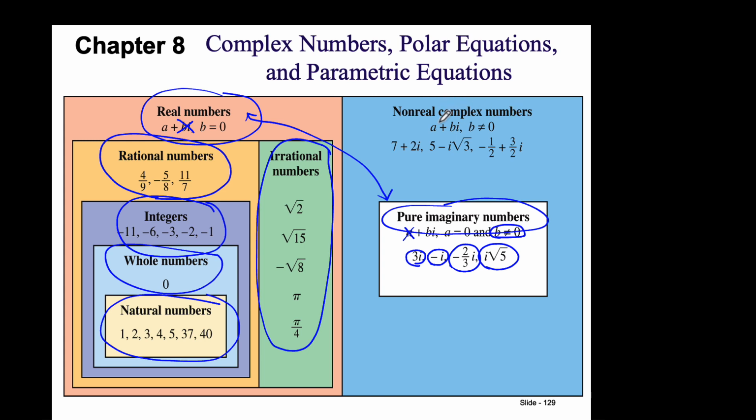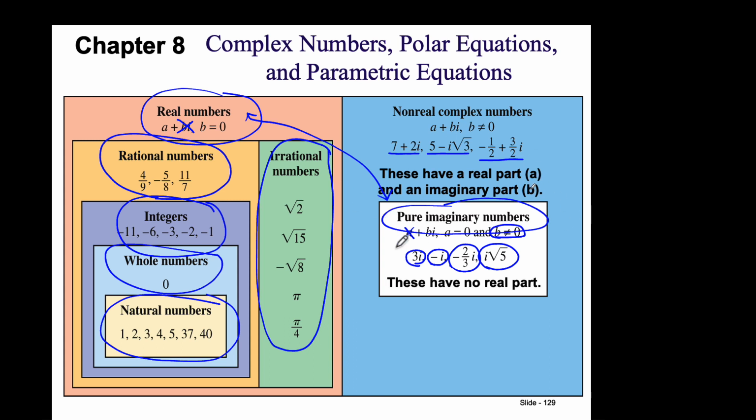Non-real complex numbers, a plus bi, have both parts. So we have a real part, 7, plus an imaginary part, 2i. Here's another example. 5 is the real part, minus i times radical 3 is the imaginary part, and one more. Negative 1/2 is the real part, plus 2/3 of i is the imaginary part. These are non-real complex numbers. These have a real part, lowercase a, and an imaginary part, lowercase b.